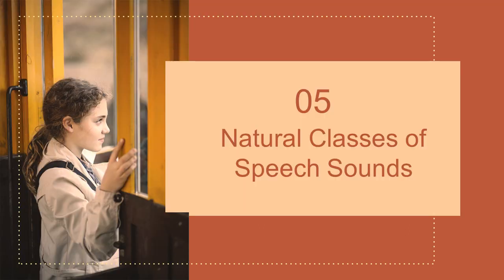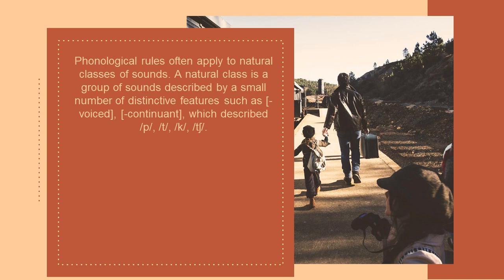Thank you, Riri. Well, I will continue to explain natural classes of speech sounds. Phonological rules often apply to natural classes of sounds. A natural class is a group of sounds described by a small number of distinctive features, such as minus voiced, minus continuant, which describe p, t, k, and ch.